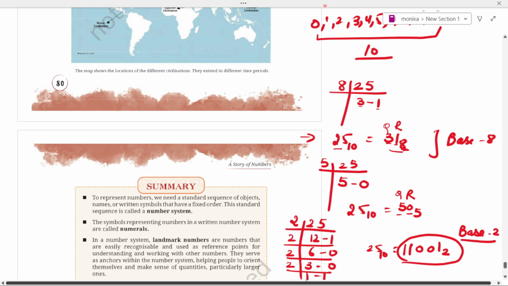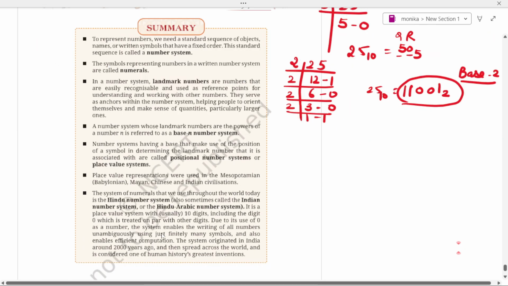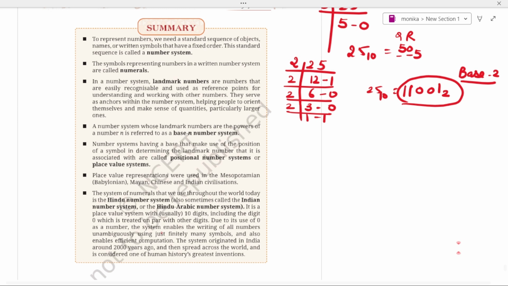So with this we are ending this chapter. The summary is given to you. You need to go through the summary points also, as these are all very important for the MCQs. Don't skip this part of your book. Read it, and if you feel any doubt, you can ask in the comment section.